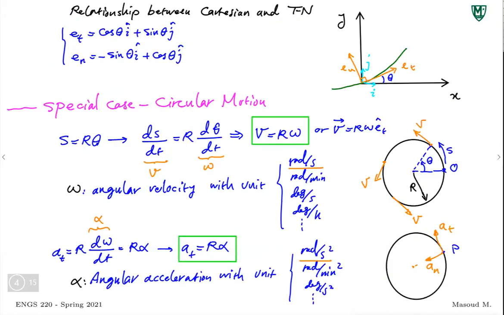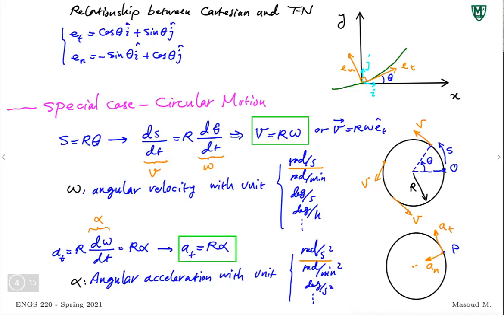And quickly mention the relationship. Hopefully, we'll get to do one example of finding the components of acceleration and velocity in tangent normal and basically find the equivalence in Cartesian coordinate system. It's nothing but just decomposing those vectors into a different coordinate system. And we mentioned a special case, which is circular motion.